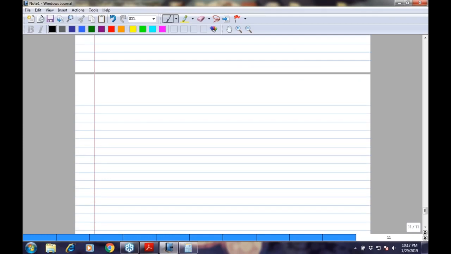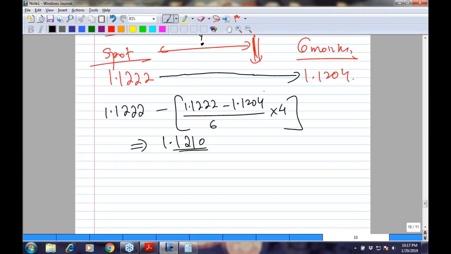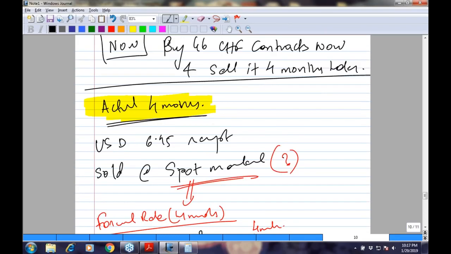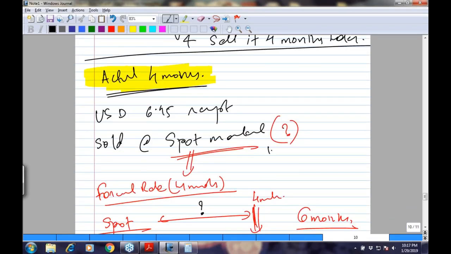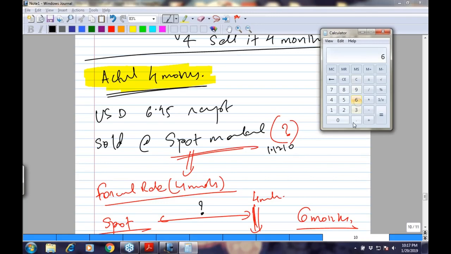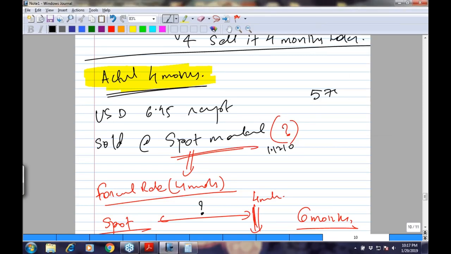Okay, now what next is there? So basically what would happen is, in 4 months time, your receipt would be sold at 1.1210. So what are we going to get? We're going to get CHF 5753791. That's what we are gonna get.